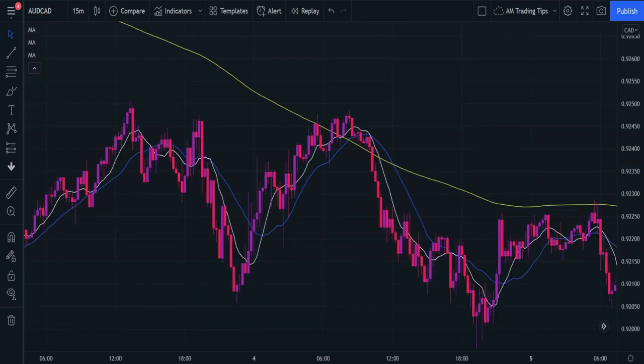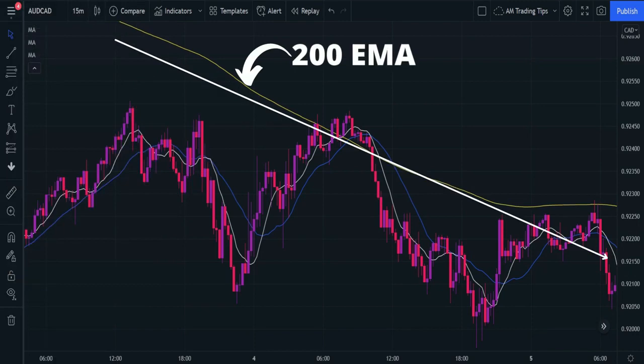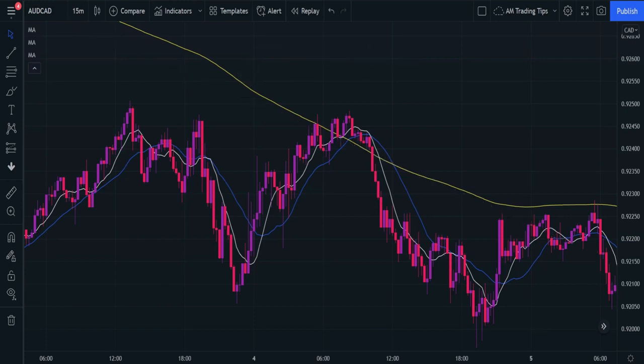Now let's look at a sell trade setup. Here we see that the price was trading below the 200 EMA, and the EMA was sloping down. So we can confirm that the price was in a downtrend. Now our task is to look for sell opportunities. Let us see that the price was trading below the 9 and 20 period EMAs. This means that the price was in a short-term and long-term downtrend.